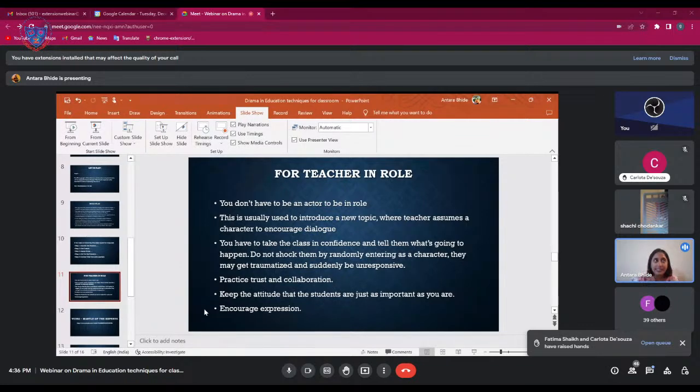Practice trust. You tell them, okay, I trust you to be a carpenter. I trust you to do this role. You can take this person's help if you want, but get me the measurement of a normal person's belt tomorrow. Whatever it is that you're going to do in that particular class. You are very important as a teacher in role to the class, as are the students. Just keep in mind that everyone is equally important when you're doing DIE. And encourage expression. If someone's expressing something, let them.